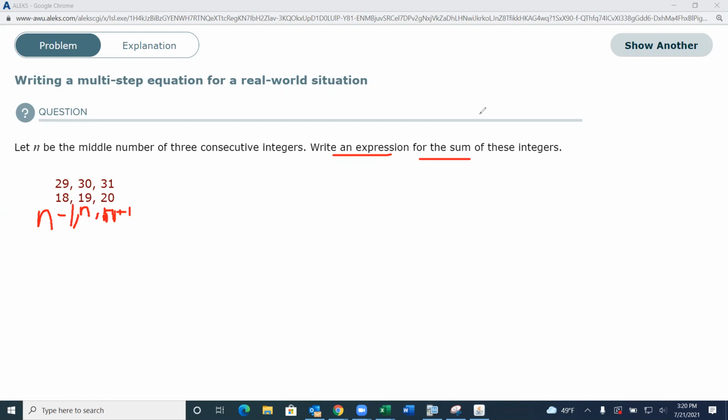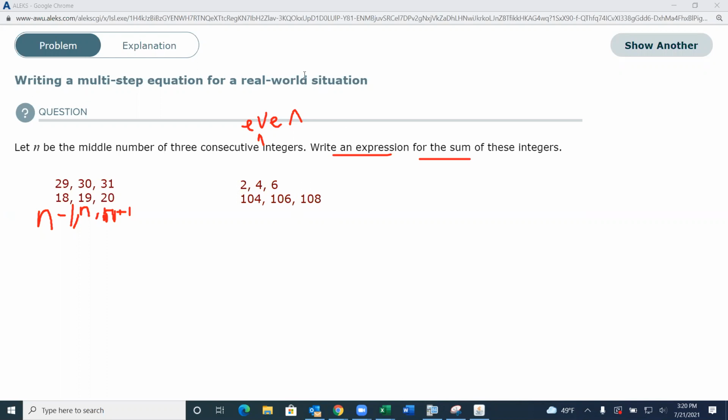Now, what if we threw an extra word in? And we said, let n be the middle number of 3 consecutive, oh, I don't know, even integers. Well, what do consecutive even integers look like? They look like 2, 4, 6, or 104, 106, 108, etc.